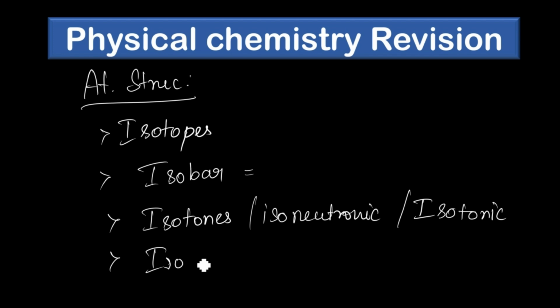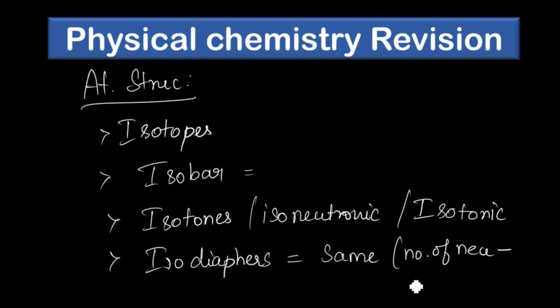Then isodiaphers, which have the same number of neutrons minus protons count. Same number of neutrons minus number of protons. Okay, so that count is the same, that is for isodiaphers. Then isosters, that is molecules with the same number of atoms and electrons.